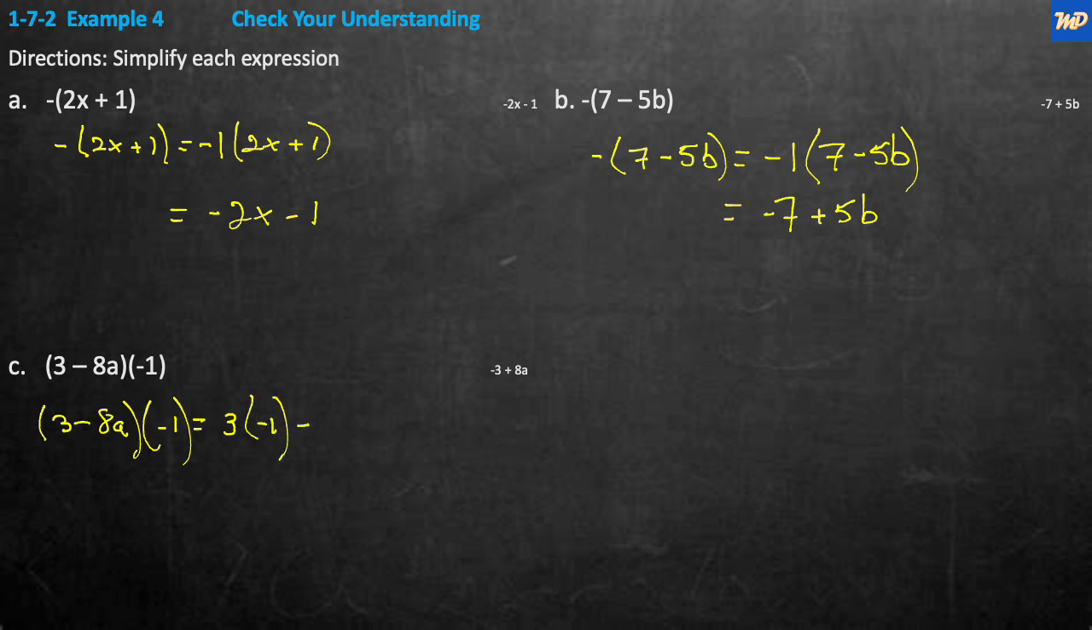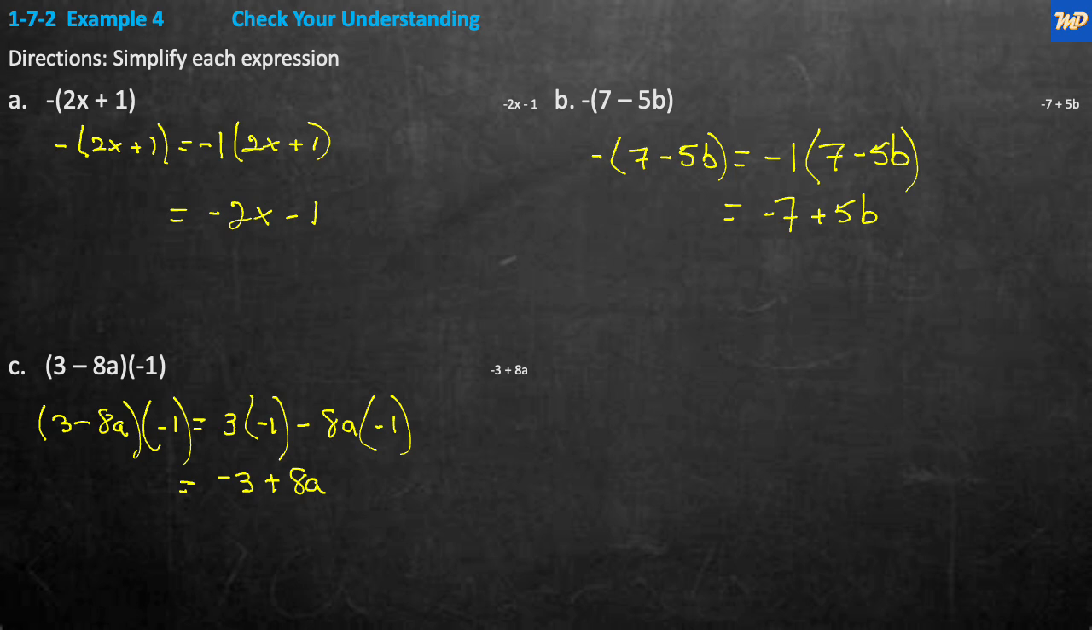Minus 8a, minus 8a times negative 1. So now we're going to equal this. This is going to be 3 times negative 1 is negative 3. And negative times a negative is a positive, plus 8a.